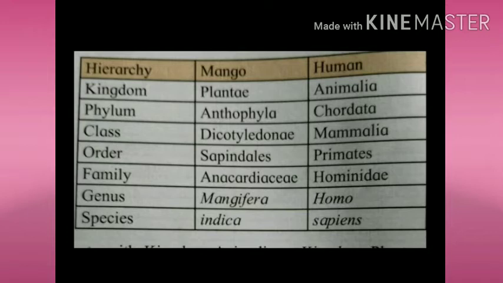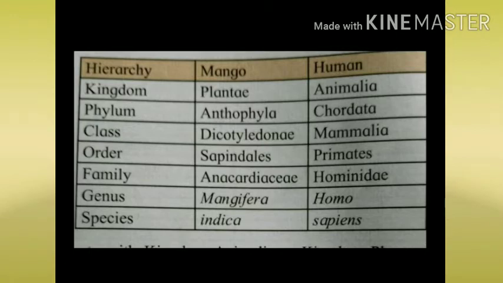There is an example of the mango and the human, showing how each is classified among all types of animals and plants. There are 2 examples given. Note that for the mango, the kingdom is Plantae. It is a main group. Hierarchy means the types of groups and subgroups. Plantae is the plant section. Animalia means the animal section.